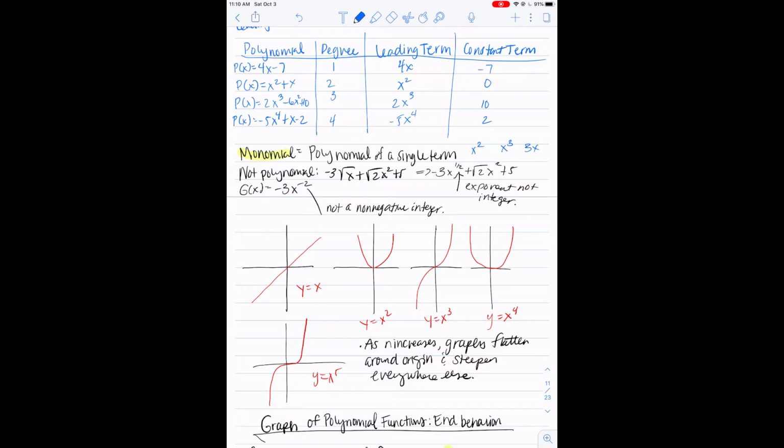So these are examples of things that are not polynomials. We have -3 square root of x + 2x^2 + 5. If we were to change that, our x would be to the 1/2 power, because it's a square root. So our exponent is not an integer, therefore it's not a polynomial. And then we have -3x^-2. This is also not a polynomial because we have a negative exponent and we want a non-negative integer.